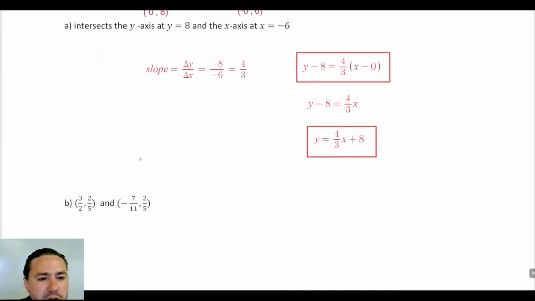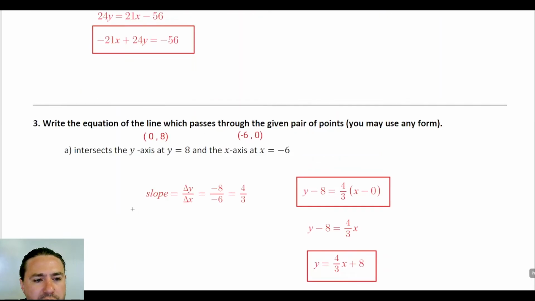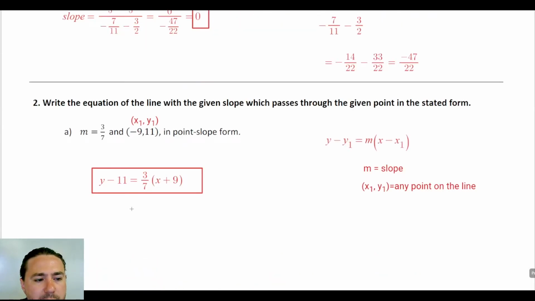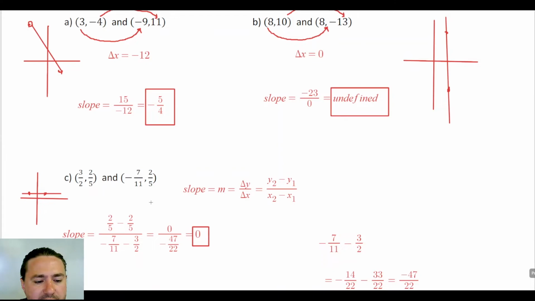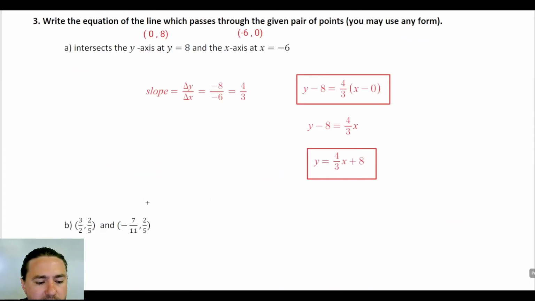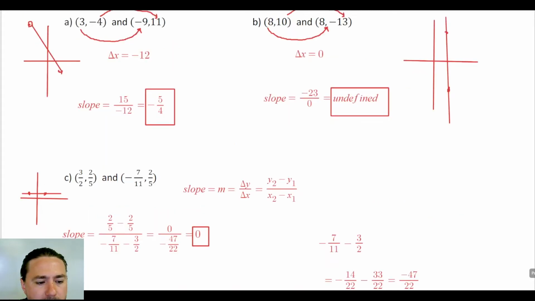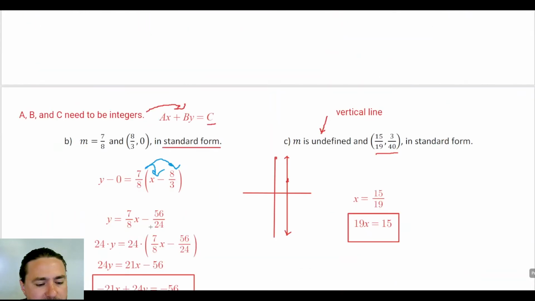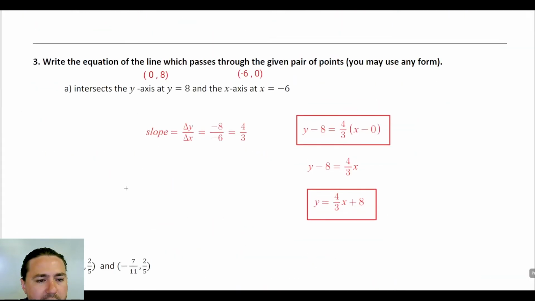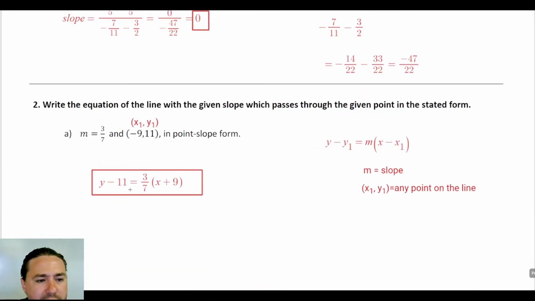So this next one is going to be worked out the same way. We need to calculate the slope first, but we actually already did this one. We did this back on 1C. I think it's the same coordinates. Is it the same coordinates or no? 3/2, 2/5. Okay, so that one's the same. And -7/11, 2/5. Yeah. And so what we found on this one was that the slope was 0.